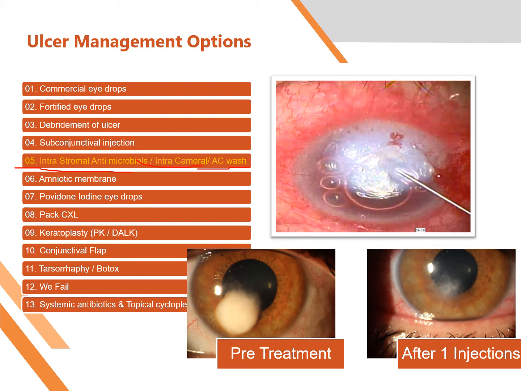Here, look at that. This was the pre-treatment ulcer, and we injected intrastromal antifungals, and this is after the one injection. So by using intrastromal or intracameral or AC wash, you can treat the ulcer, which is a very good option nowadays.